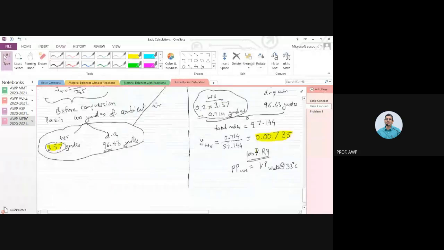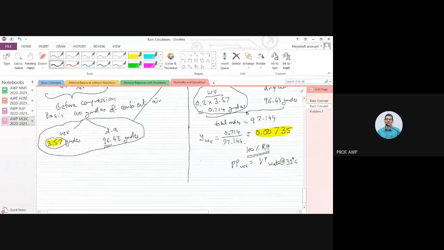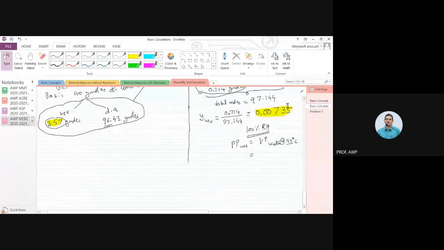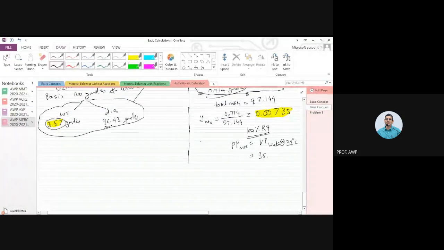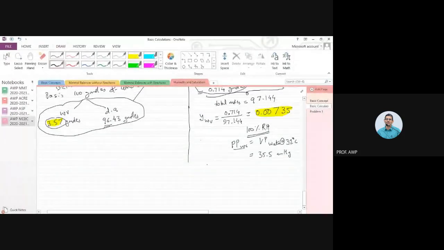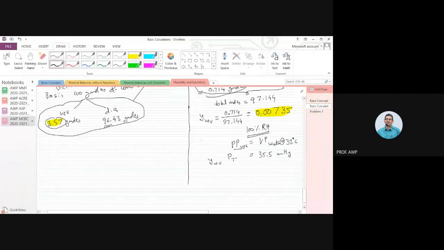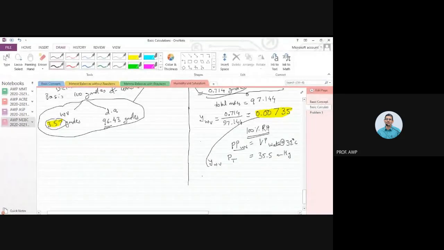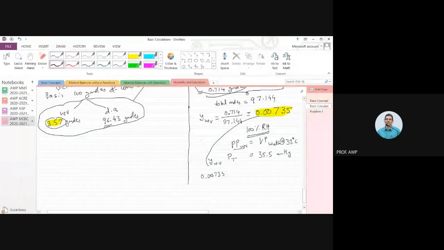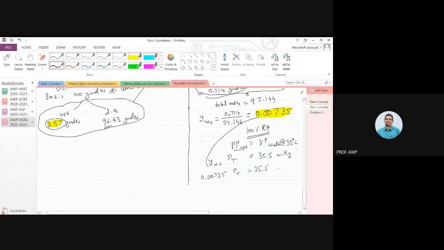All right. So now our partial pressure in this air after compression is going to be equal to vapor pressure at 32 degrees centigrade, which is 35.5 mm Hg. Now what is the partial pressure? It is the mole fraction of water vapor multiplied by the total pressure. What is the mole fraction now? 0.00735 multiplied by total pressure must be equal to 35.5 mm Hg.